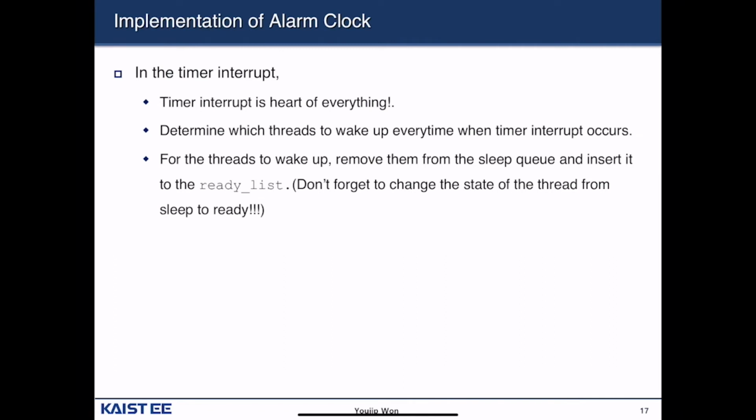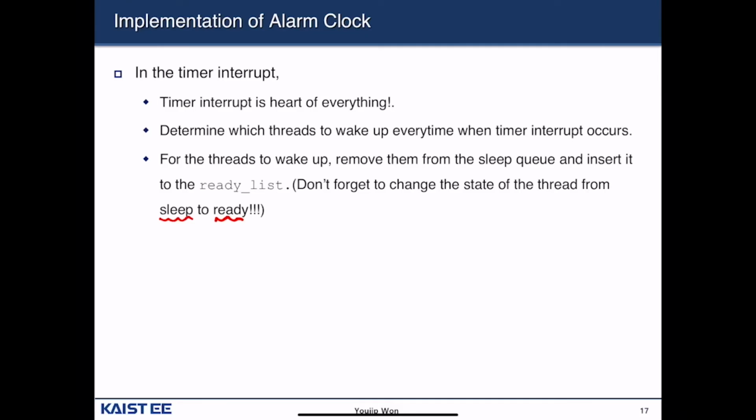The timer interrupt implementation is the heart of everything. You have to modify the timer interrupt handler, and inside it, the operating system should determine which threads to wake up every time the timer interrupt occurs. When waking up threads, you have to remove them from the sleep queue and insert them into the ready list. So you are modifying both the ready list and the sleep list. When you modify them, you should not forget to disable the interrupt before and enable the interrupt after modifying the lists. And also, you should not forget to change the state of the thread from blocked to ready when you put the threads in the ready list.